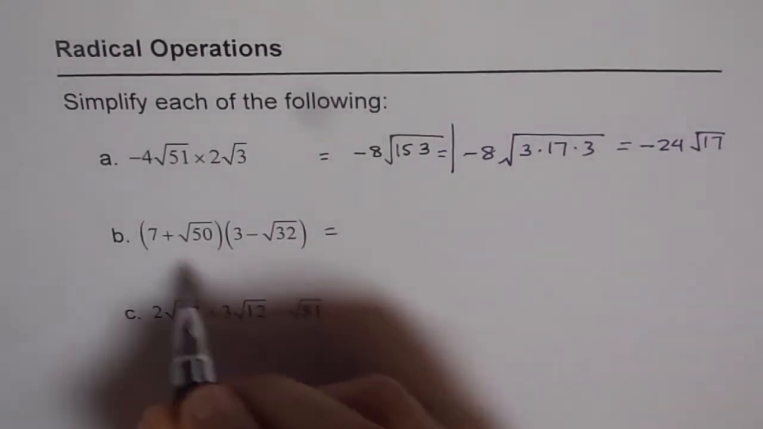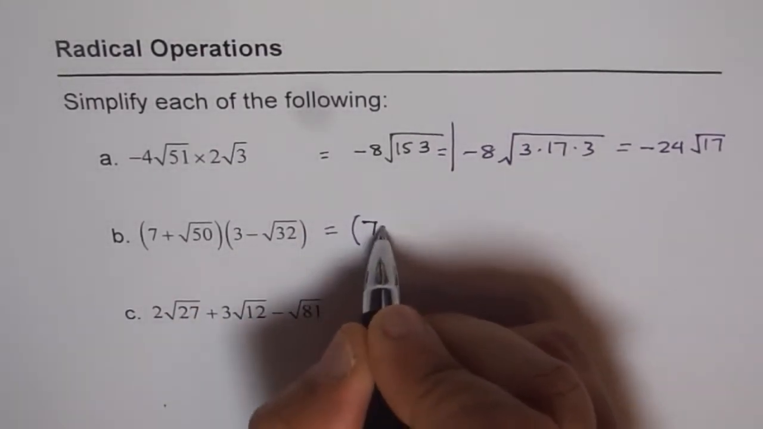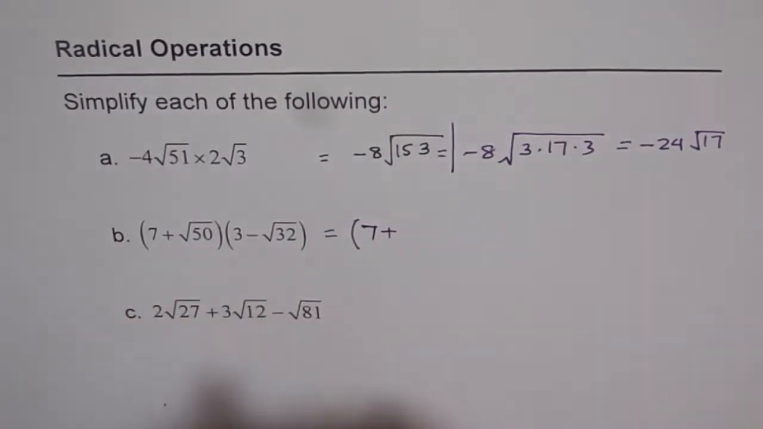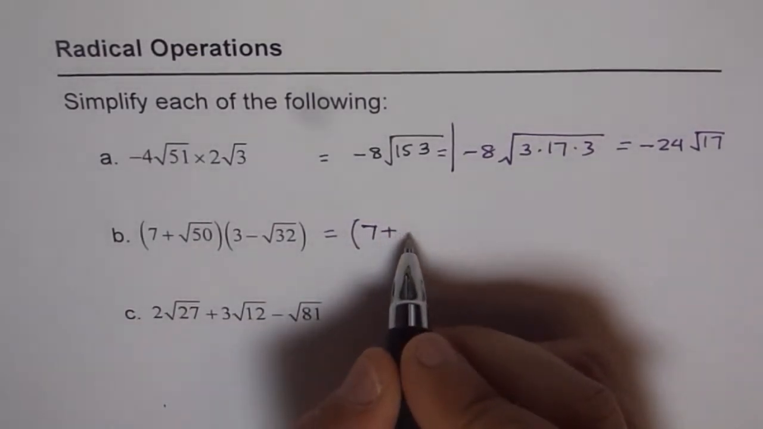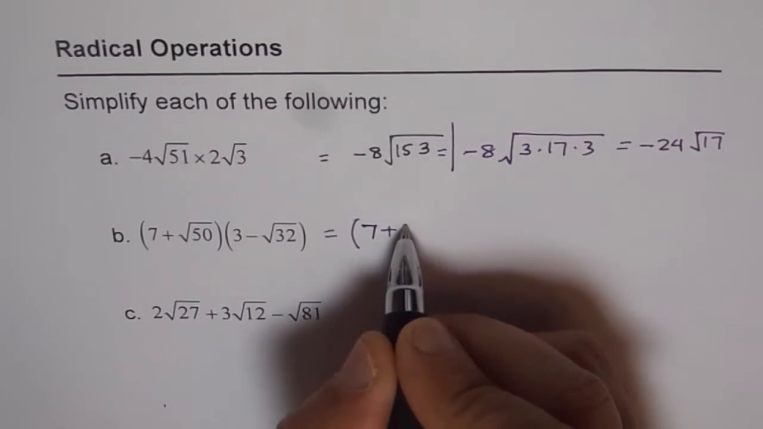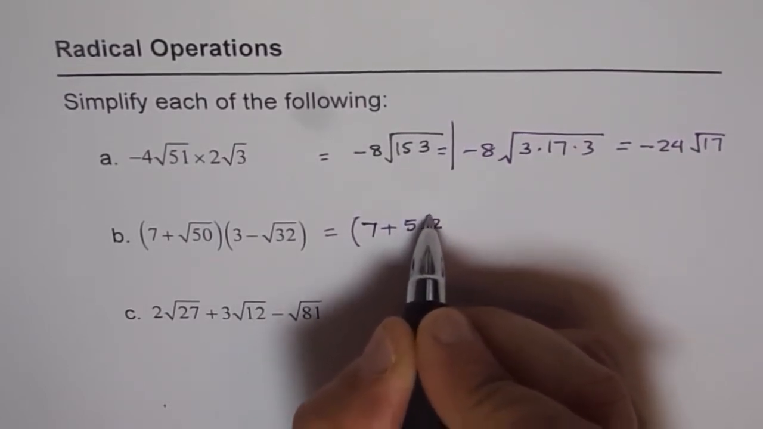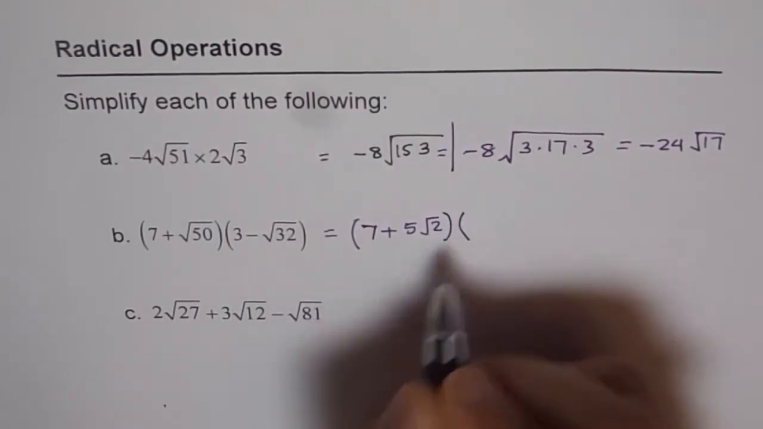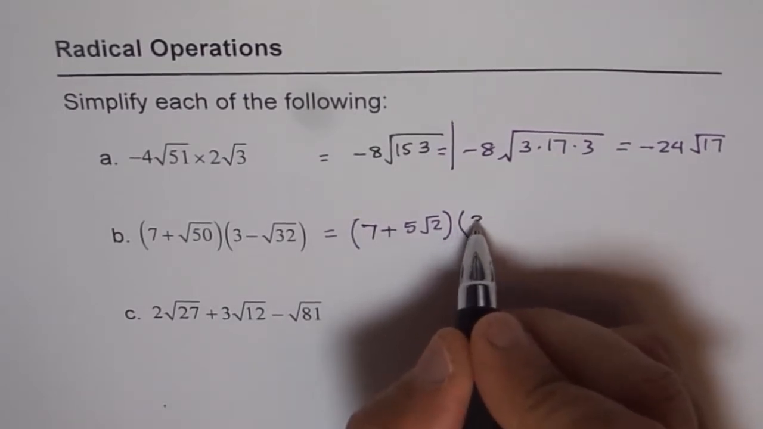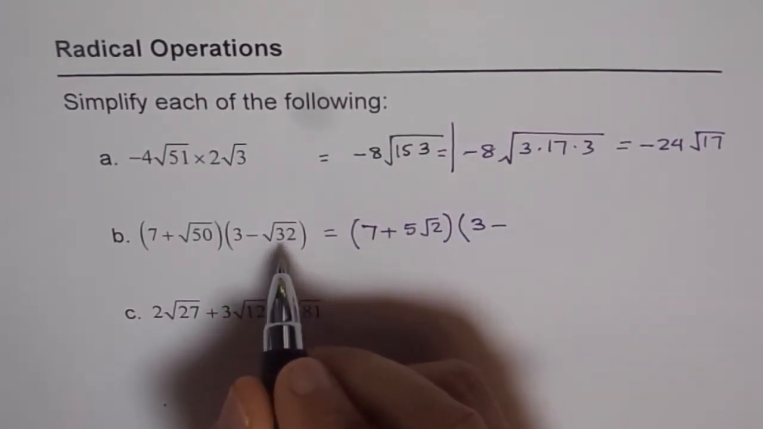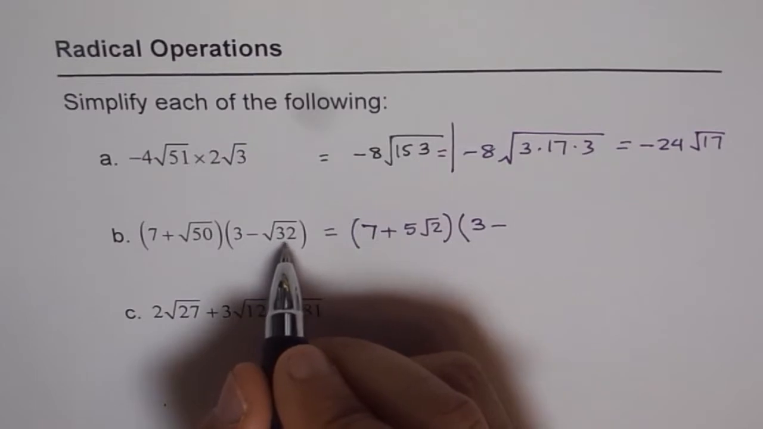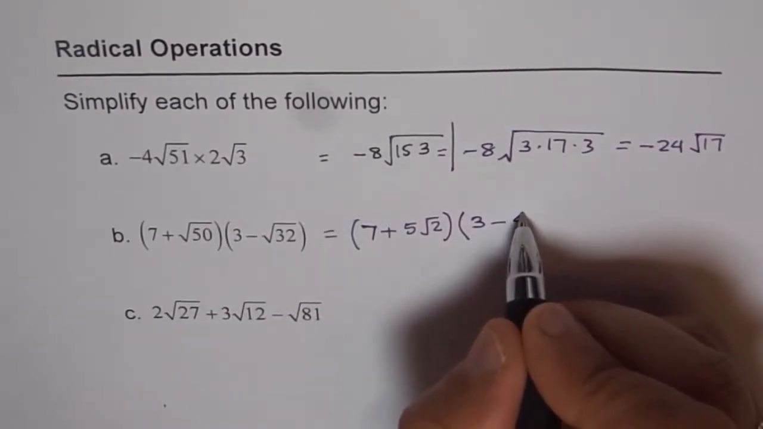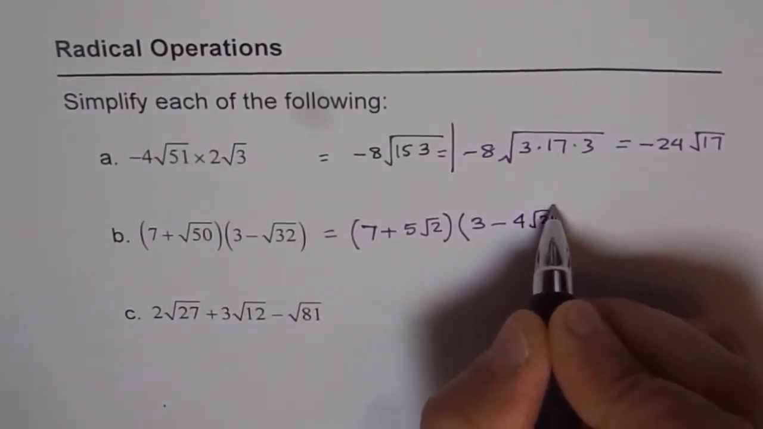So rewrite your question. You can write this question as 7 plus square root 50, which is 25 times 2. Do you understand? Square root of 25 is 5. So we can write this as 5 square root 2, in simpler terms first, and then multiply. And this is 3 minus square root 32, which is 16 times 2, right? So the square root of 16 is 4. So I can write this as 4 square root 2.